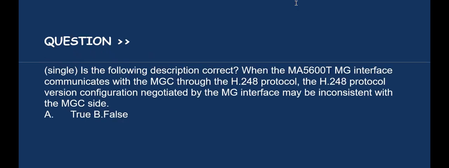Next one, is the following description correct? When a 5600T MG interface communicates with the MGC through the H.248 protocol, the H.248 protocol version configuration negotiated by the MG interface may be inconsistent with the MGC side. Option A true, option B false. The correct answer is option B.